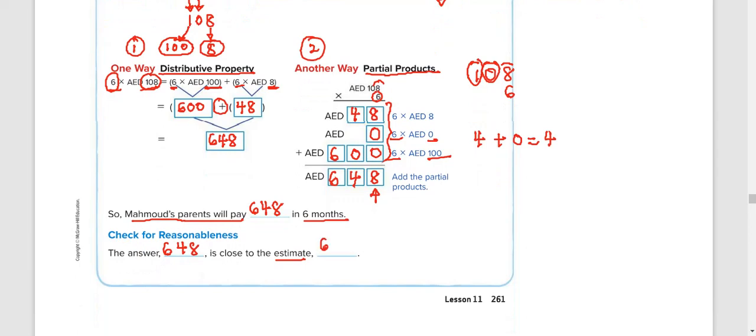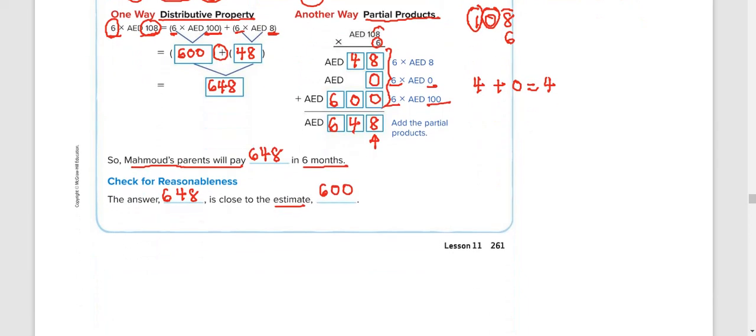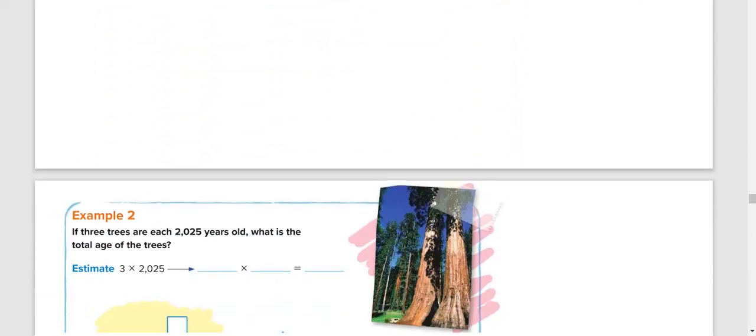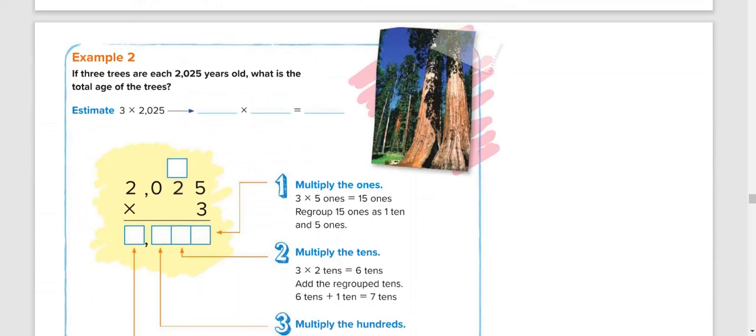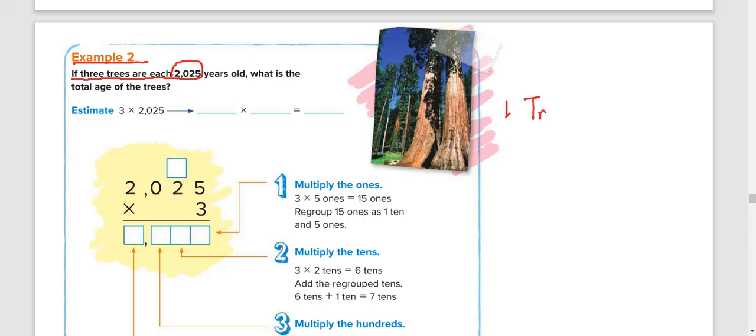So that is that. I want you to pause the video and try example 2 by yourself. Later on you play the video to see if you are correct. Example number 2. If 3 trees are each 2025 years old, each of them, so it means that one tree is 2025 years old. What is the total age of the trees?